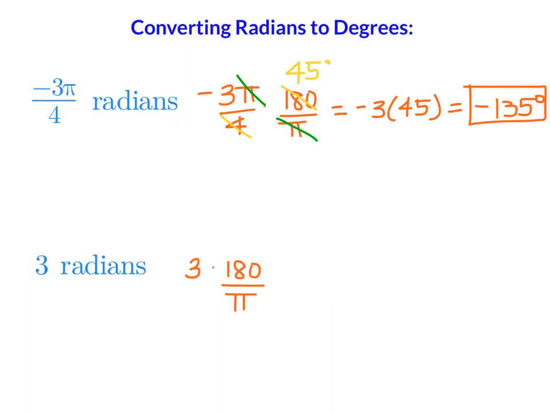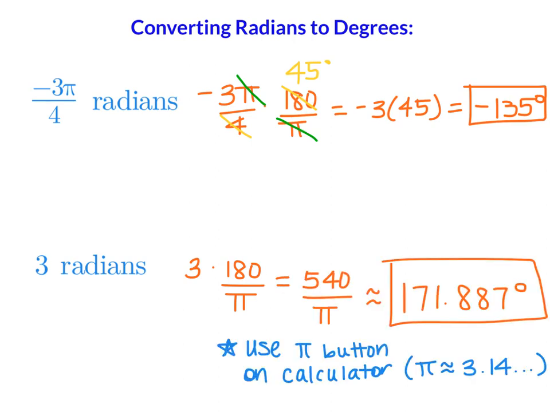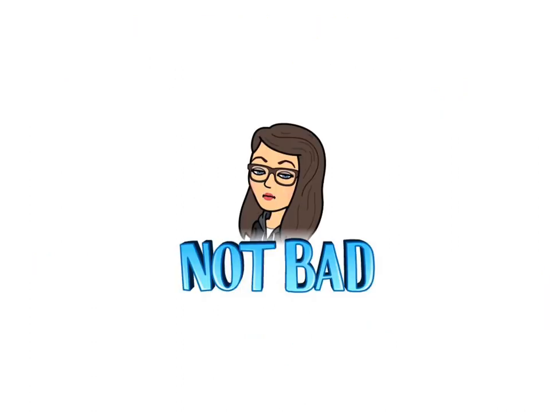Going to do the same thing. I have a 3 here times 180 over pi. And I'm going to get 540 over pi, and this is where I need my calculator. So I'm going to use the pi button. And that's going to be about 3.14, that value of pi. And so if I do 540 divided by pi, I get about 171.887 degrees.